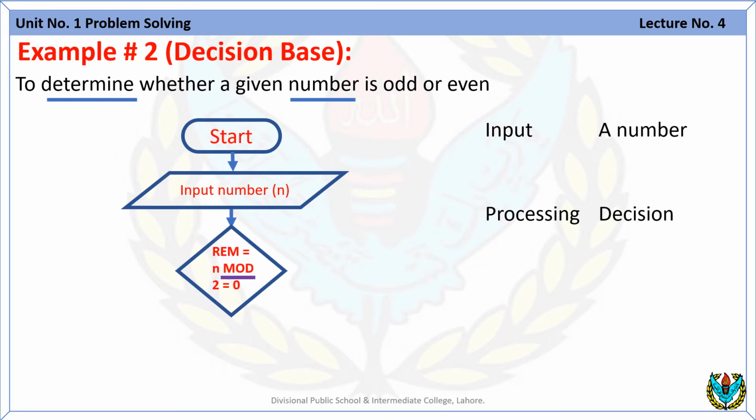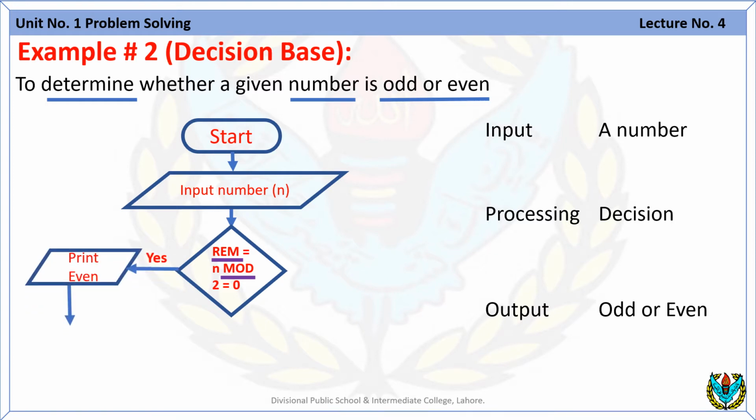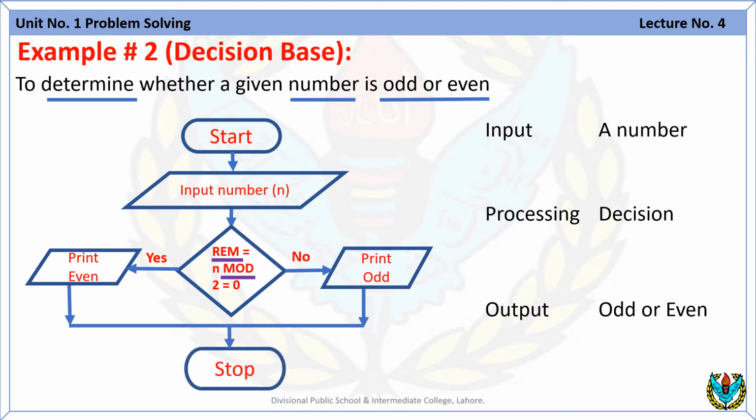Students, mod function will divide the number by 2 and will get the remainder and will assign this remainder to a variable rem. Here we find the output, either the number is even or odd. If the remainder is 0, then the number will be printed as even number. But if not, means the remainder is non-zero, then the number will be printed as odd number and our flowchart will be ended.